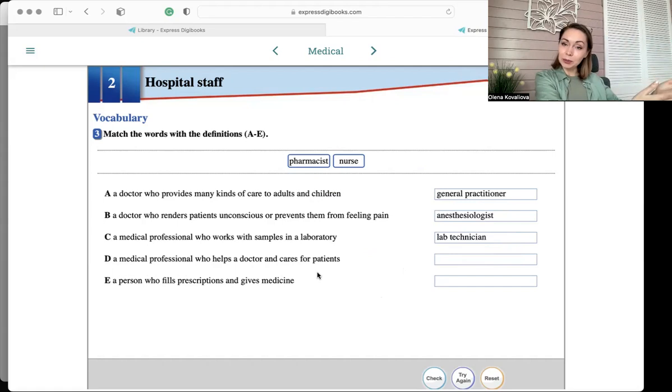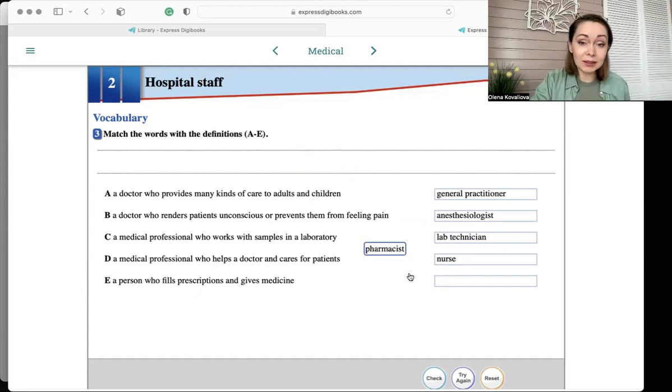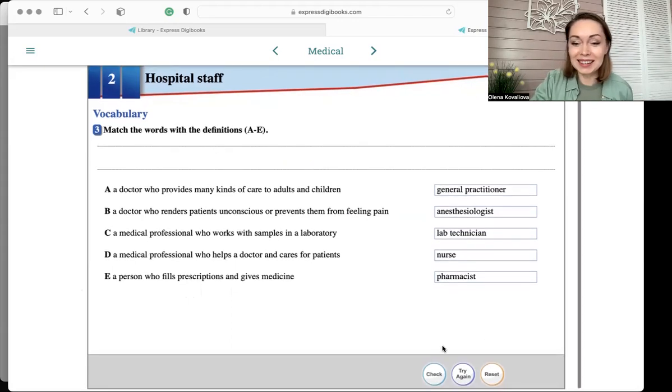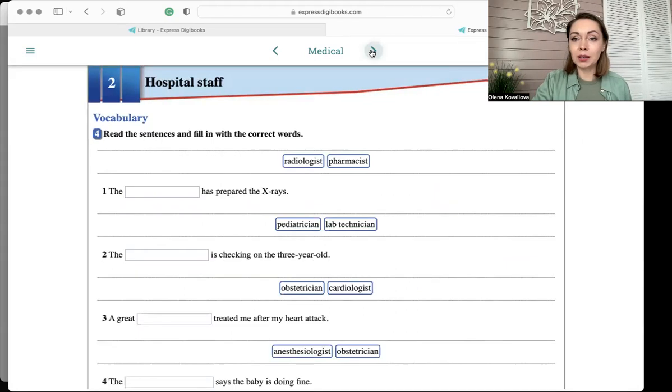That helps the doctor and also takes care of the patient, that's our nurse, медсестра. And don't forget the pronunciation, the correct pronunciation, the sound that we don't have in our language, but it's very widespread in English: nurse, the same, surgeon. And the last, the person who fills prescriptions, gives medicine, that's our pharmacist. Okay, pharmacist. Let's check. Yeah, right. That's correct. And let's move with you to the next point here.